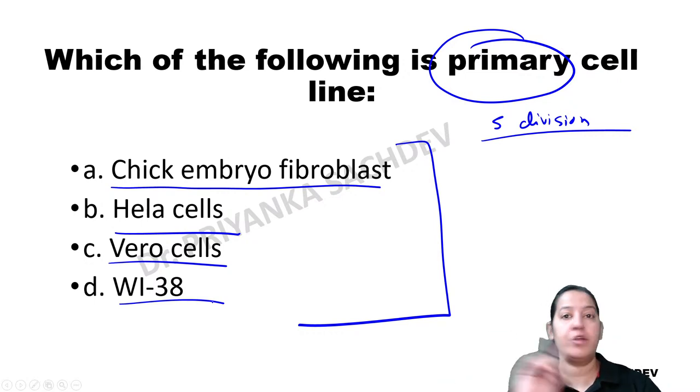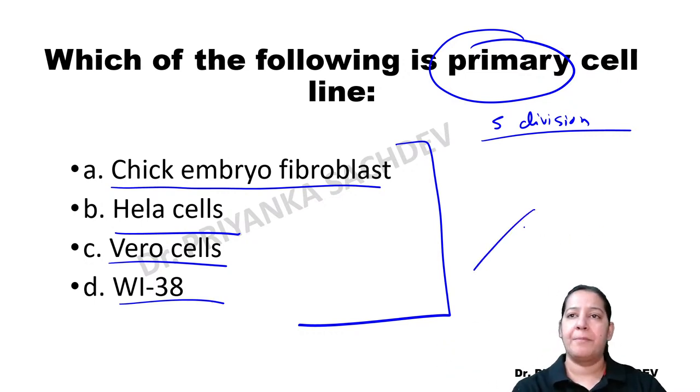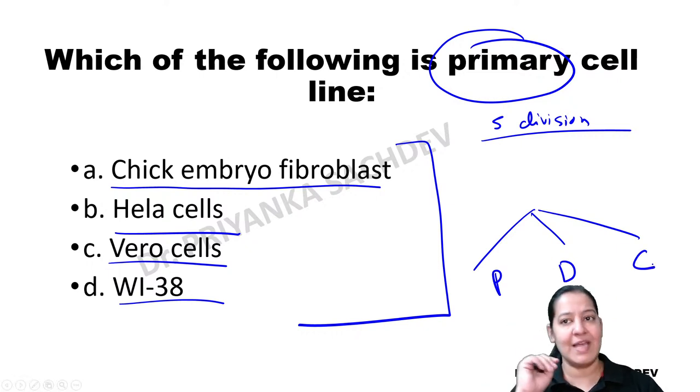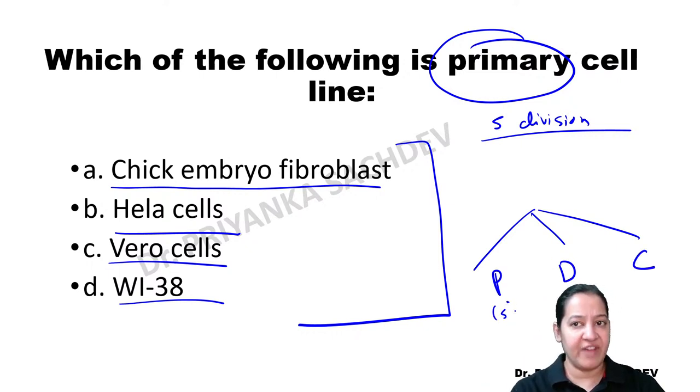Not diploid, not continuous. There are 3 cell lines: primary, diploid and continuous. In primary, the cell grows for 5 cell divisions and dies. In diploid, the cell grows for 50 cell divisions and dies. In continuous, the cells are cancer cells, so they grow indefinitely. There are various examples of each of them. I have told you the examples.